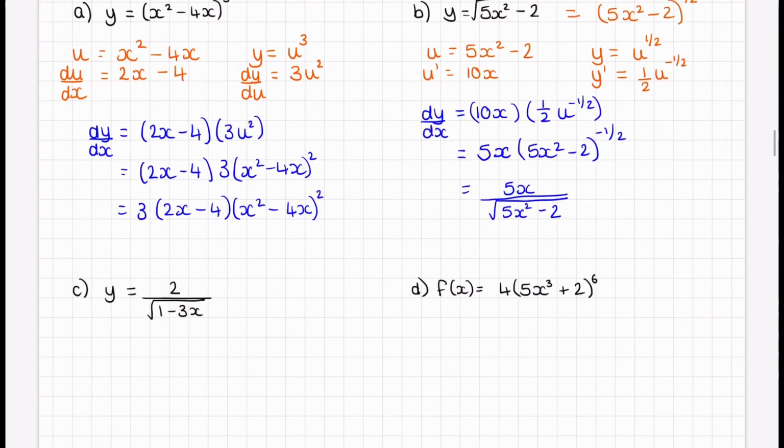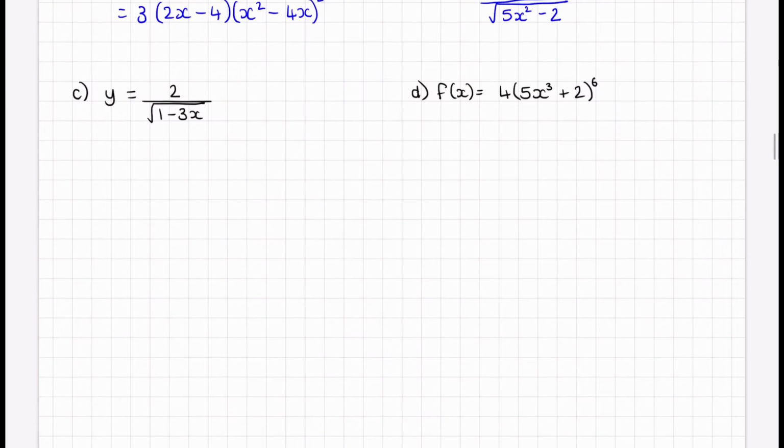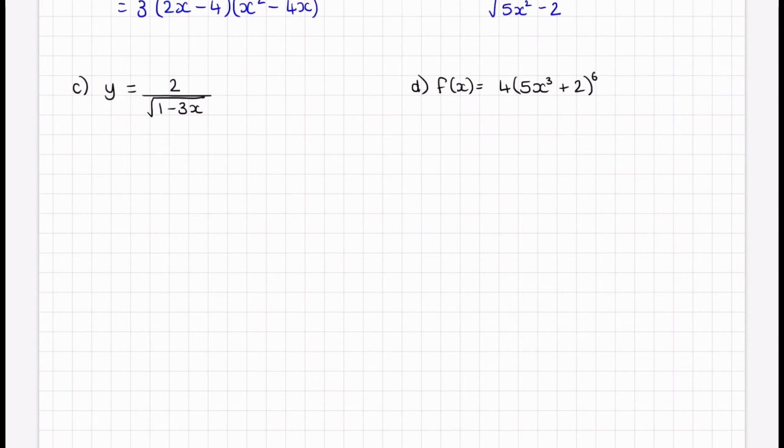All right, let's look at c. We've got y equals 2 over the square root of 1 minus 3x. Once again, like the last question, we're going to make this look a bit nicer, which will be 2 times brackets of 1 minus 3x. Now the square root on the bottom of a fraction gives us the power of negative a half. This is what we're going to do the chain rule with. Our u is always the inside part of the bracket, so 1 minus 3x, and y will be the outside. Since we've got a 2 in front of the bracket, we have to include that. So it's 2 times u to the power of negative a half.